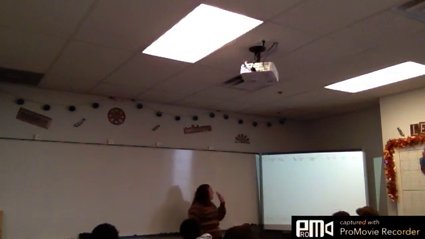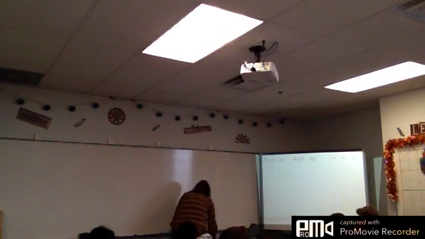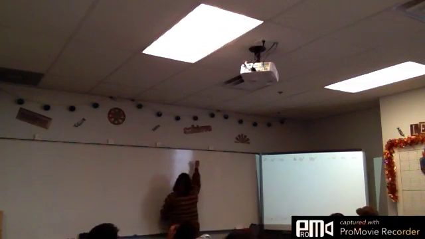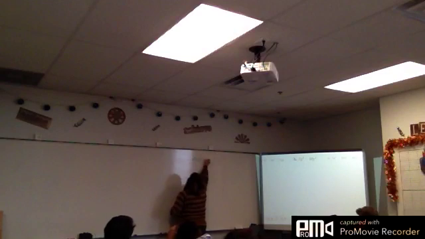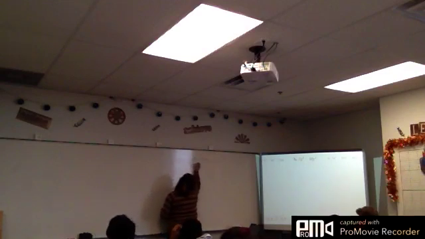Okay? x cubed plus 2x squared minus 15x. What would I do to factor this first? What would you want to do first? Take an x out. Okay. Let's take an x out. If I take an x out, then I have x squared plus 2x minus 15.